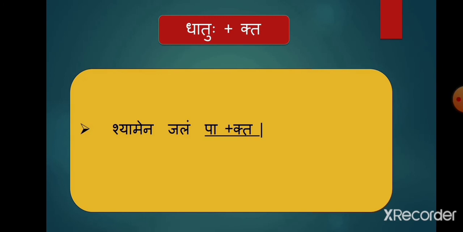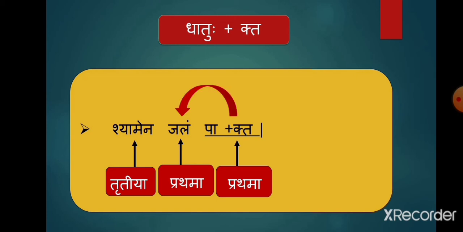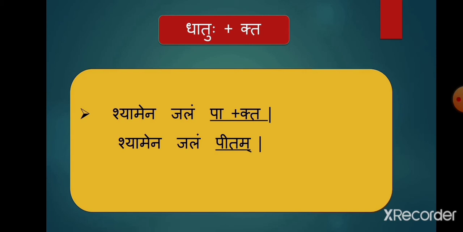Shyamena jalam pa dhatuhu plus kta pratyayah. This sentence is in passive voice. So the subject of the sentence, that is Shyamena, is used in tritiya vibhaktihi. The object of the sentence is jalam, which is used in prathama vibhaktihi. And the form of pa plus kta pratyayah will also be used in prathama vibhaktihi. It will be used as per the lingam and vachanam of the word jalam, as it is the object of the sentence. And thus we get the answer Shyamena jalam pitam.